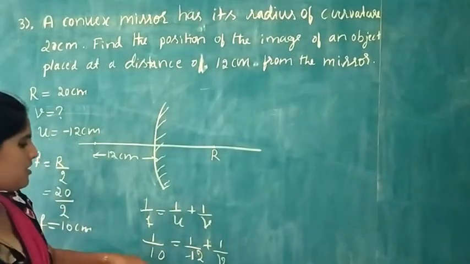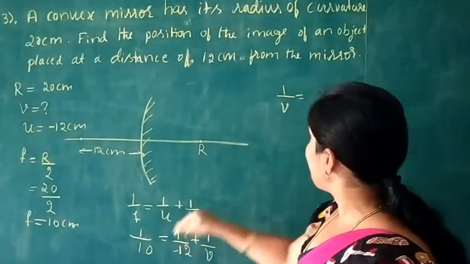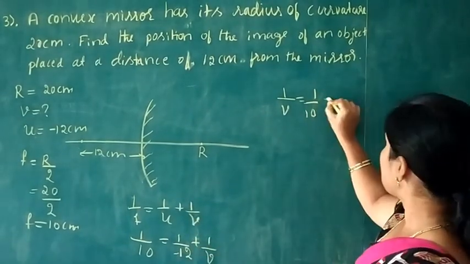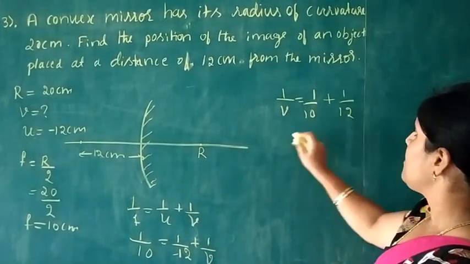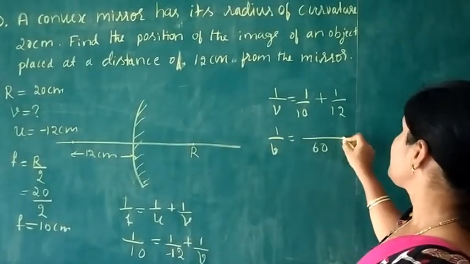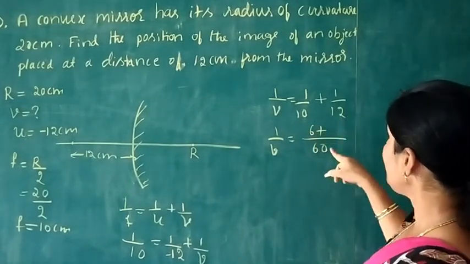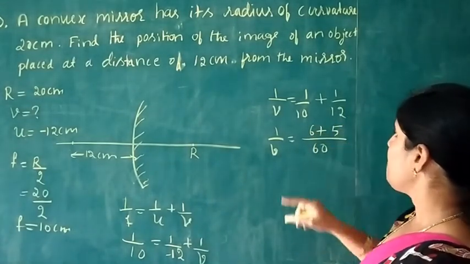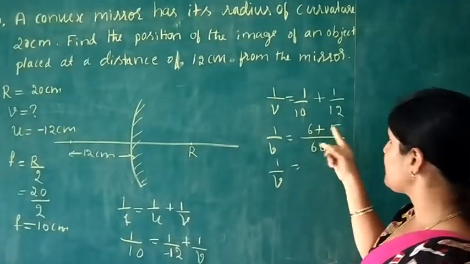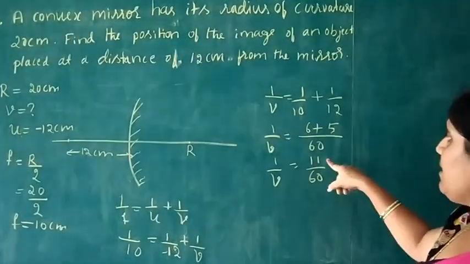Now we rearrange this equation. We get 1 by V is equal to 1 by 10. This minus 1 by 12 becomes plus 1 by 12. So 1 by V is equal to, take LCM as 60. So 10 sixes are 60 plus 12 fives are 60. So 1 by V is equal to 6 plus 5 by 60. So 1 by V is equal to 6 plus 5 is 11, that divided by 60. 1 by V is equal to 11 by 60.